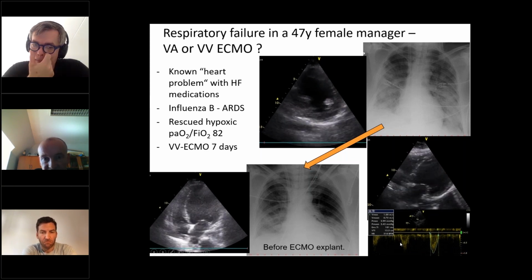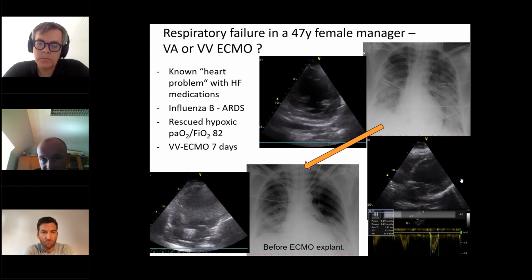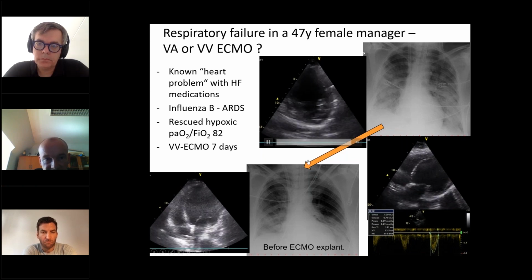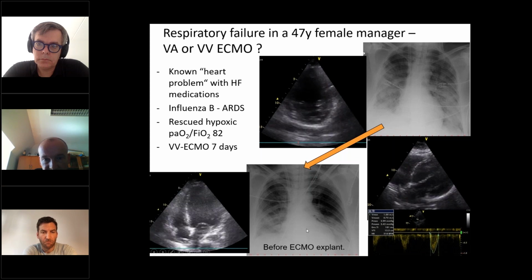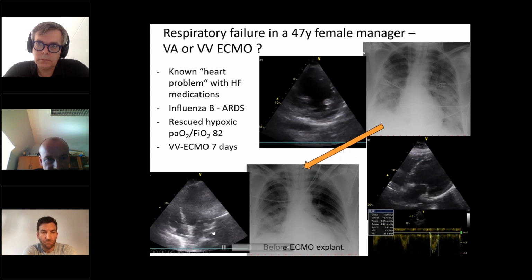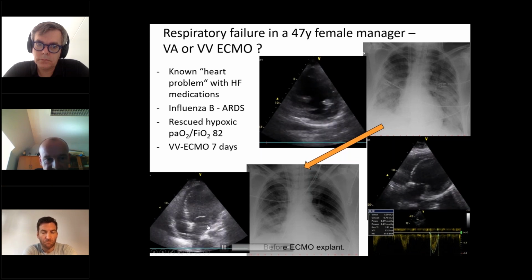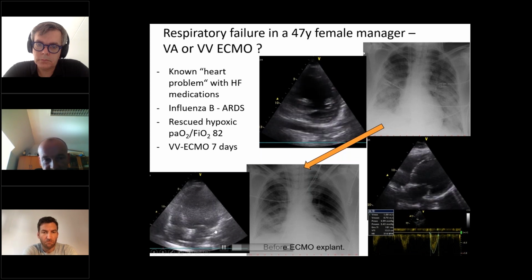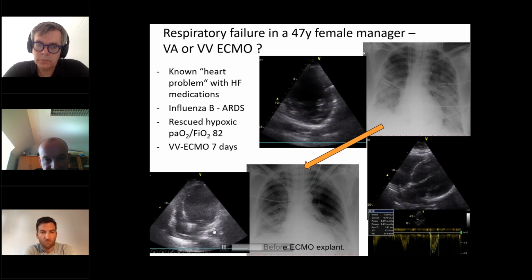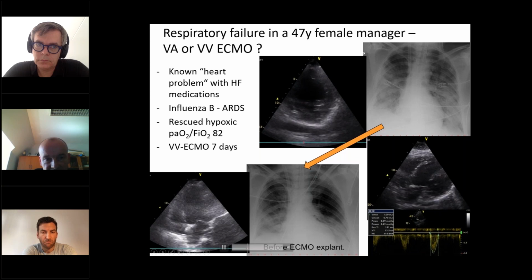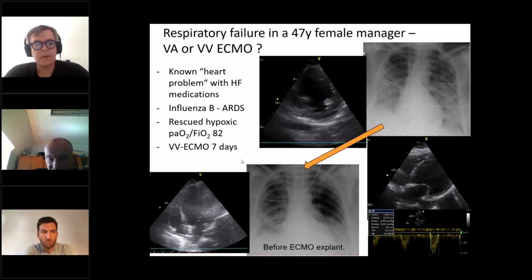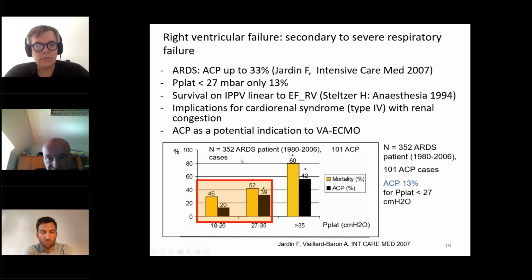So what we did, even with this ventricle, we put him on VV ECMO, and this is 7 days later, before the ECMO explantation. Here's the echocardiogram 7 days later, still with unremarkable mitral regurgitation and a reasonable cardiac output. So this is a picture of a chronic cardiac case who just suffered ARDS due to influenza. Now let's turn the attention towards the right ventricle.